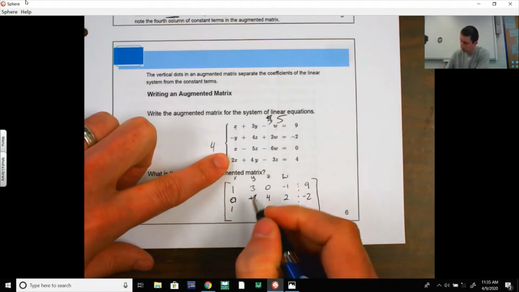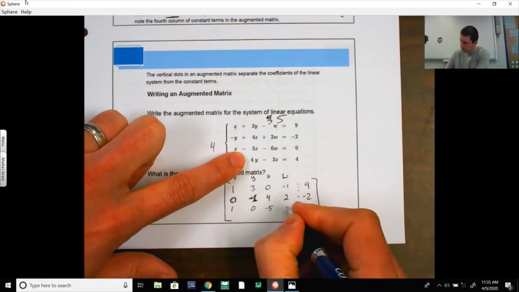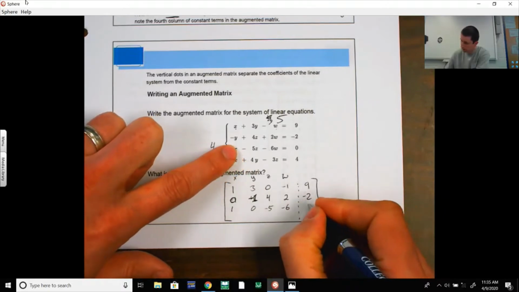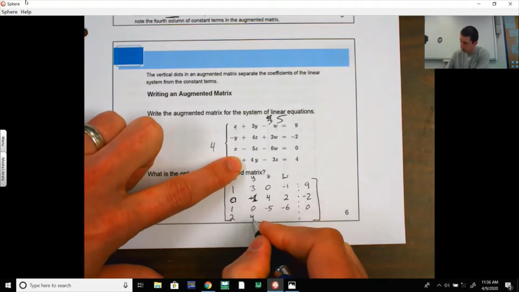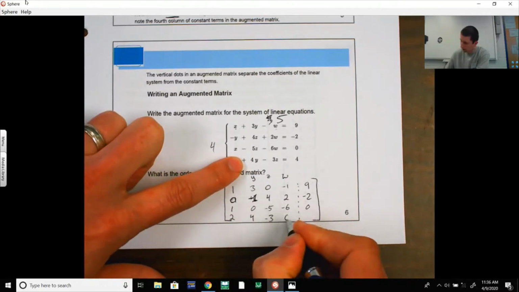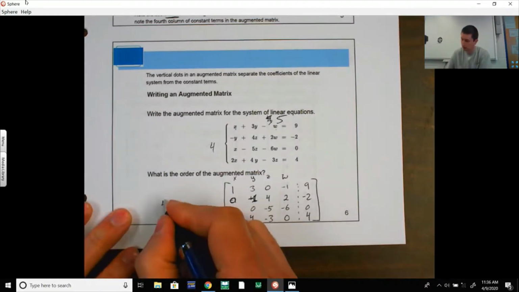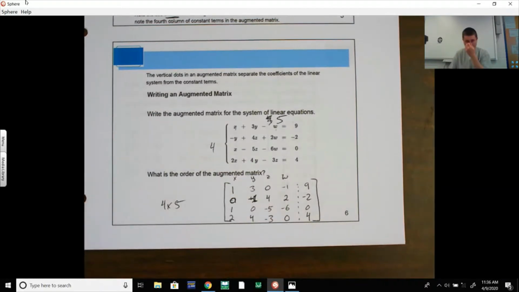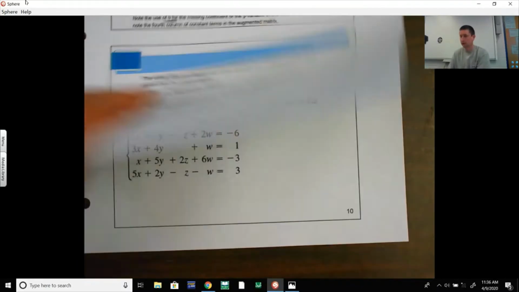X is 1. Y is 0. Z is negative 5. W is negative 6, and then that equals 0. X is 2. Y is 4, Z is negative 3, and W is 0, and that equals 4. So that would be your augmented matrix. It would be a 4 by 5 for its order. Okay? And we're going to come back to this, and we're actually going to solve this here in a little bit.